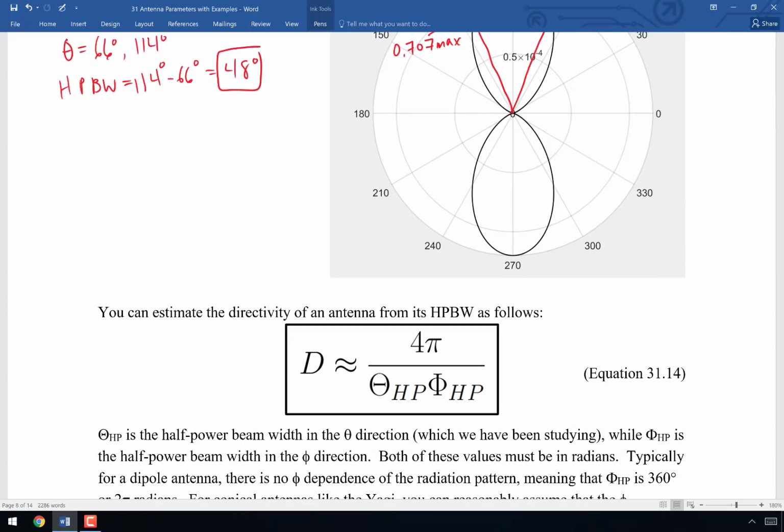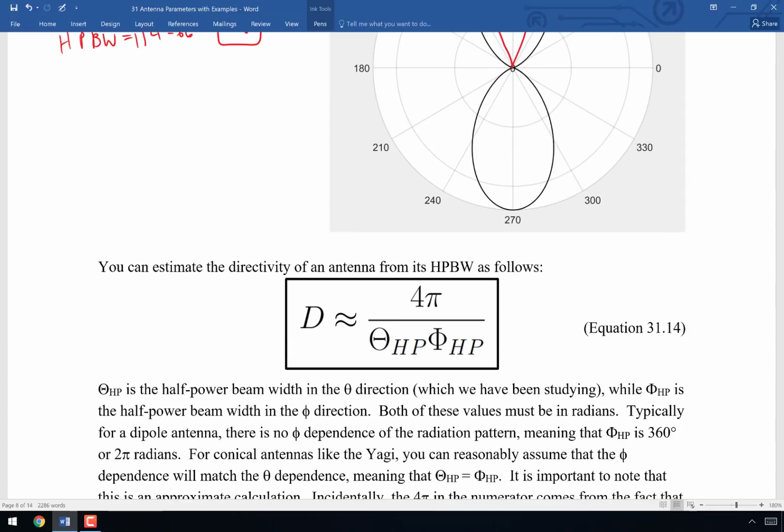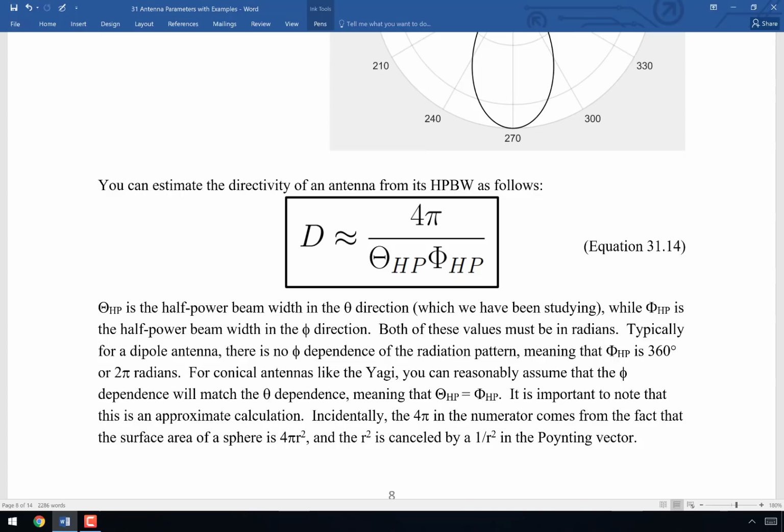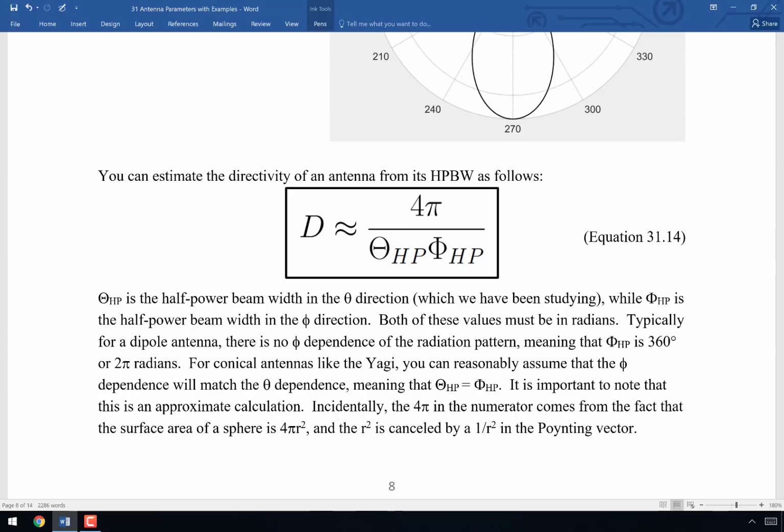Now, as I mentioned, there is a relationship between the half power beam width and the directivity of the antenna. It's an approximate relationship, and we're going to see that it can be off by a little bit, but it's going to be pretty good, and it's really going to be the main way that we calculate the directivity of an antenna. Now, there are two angles in the denominator here. This first one is the angle that we've been dealing with. This is the half power beam width as we've declared it.